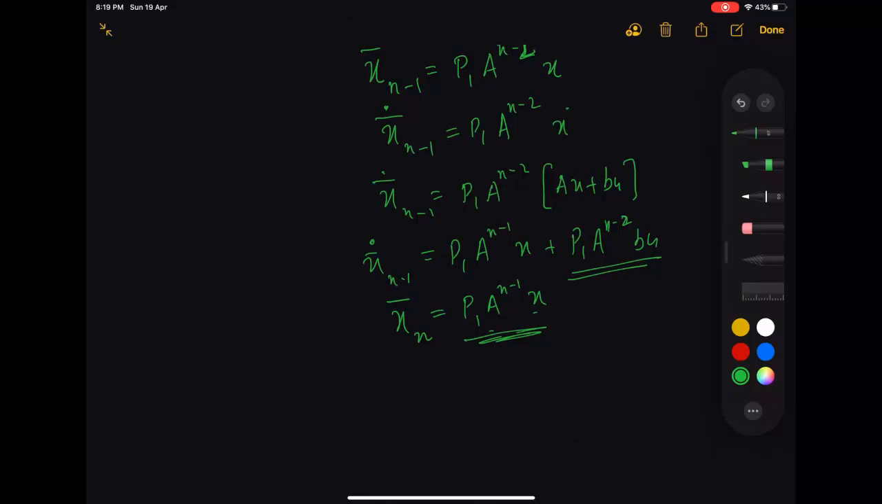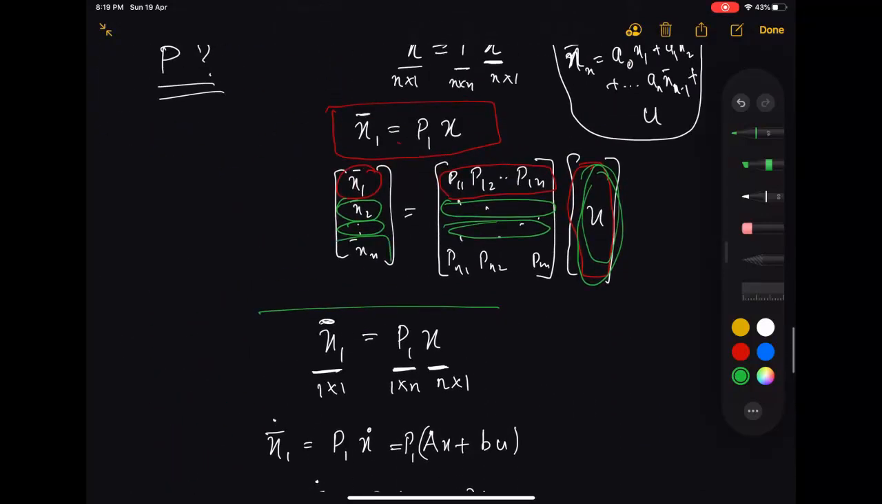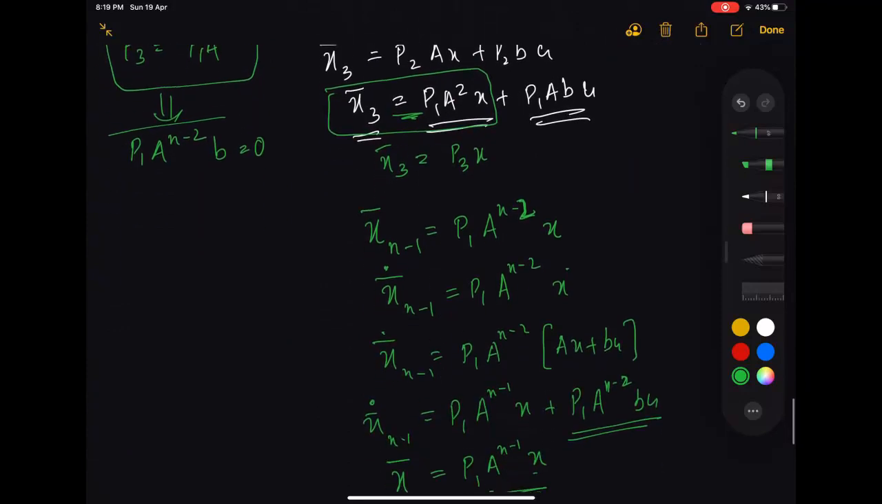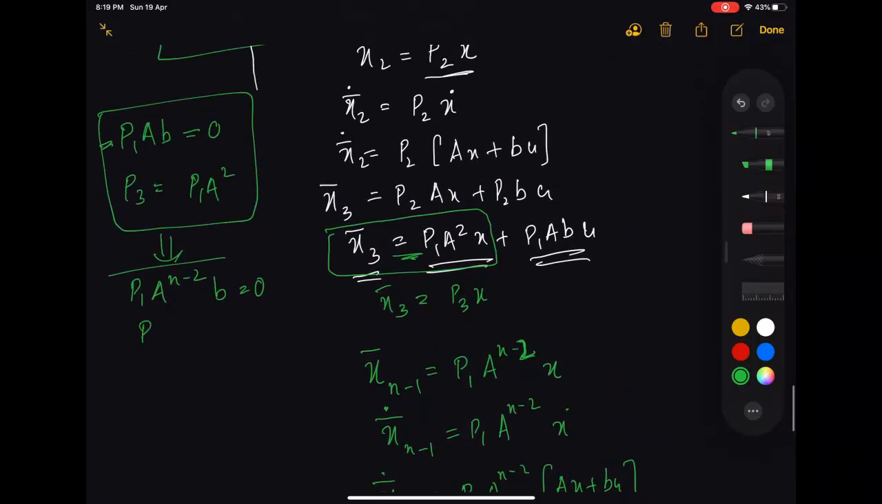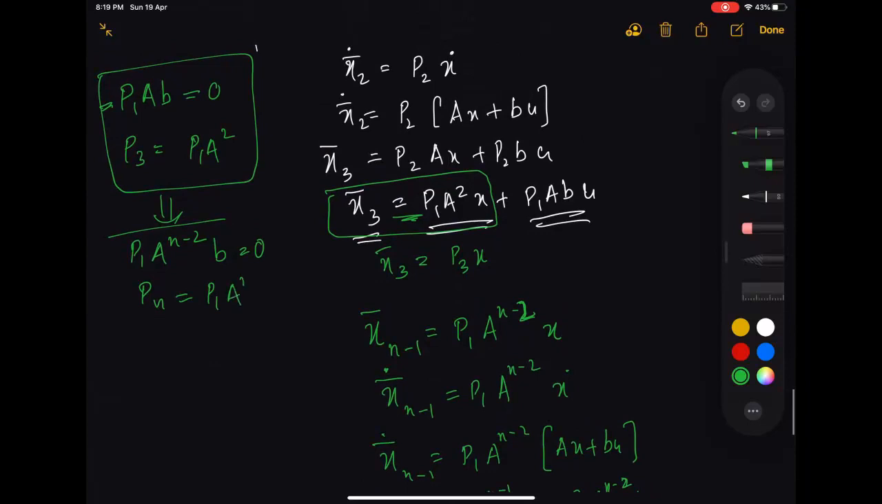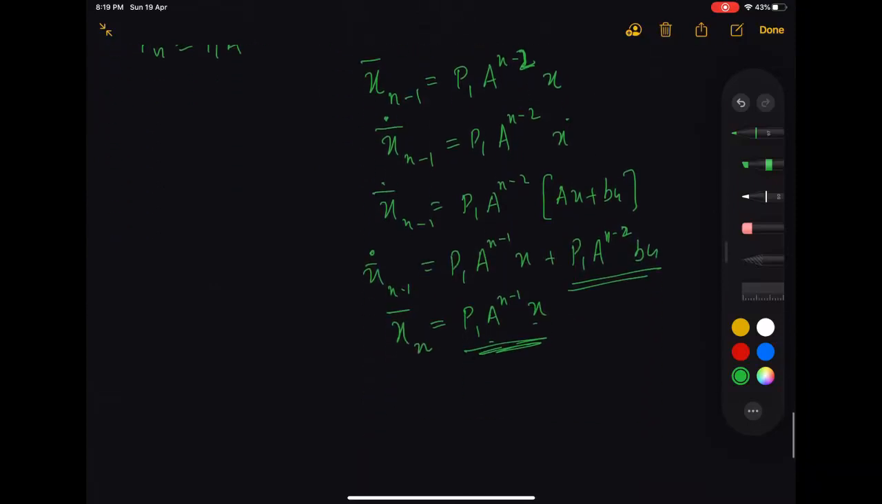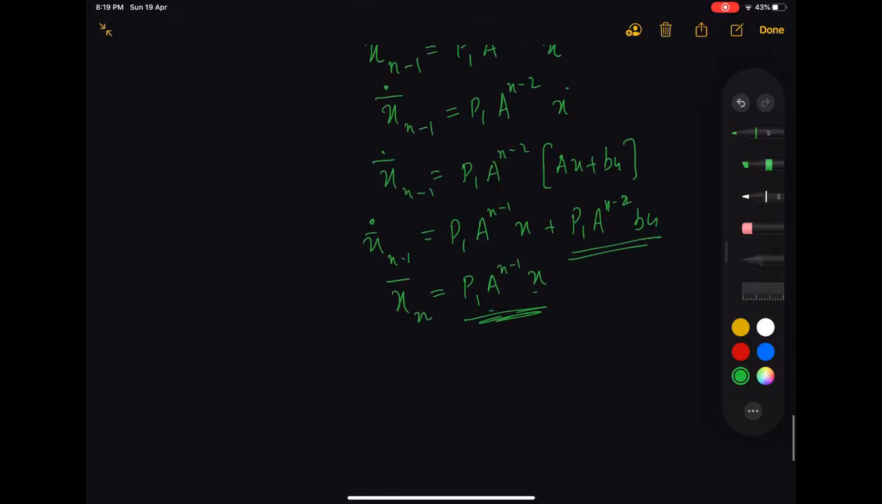Xn bar is equal to pn x, the nth row of this, into x. So you'll write pn is equal to p1 a to the power n minus 1, right? And then you can differentiate this once more. This will be the last equation that you'll get.